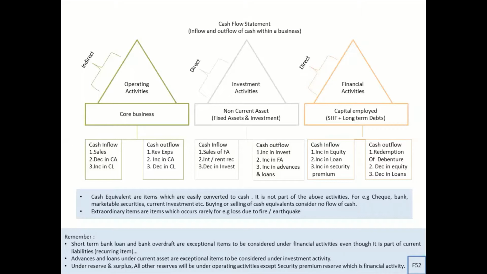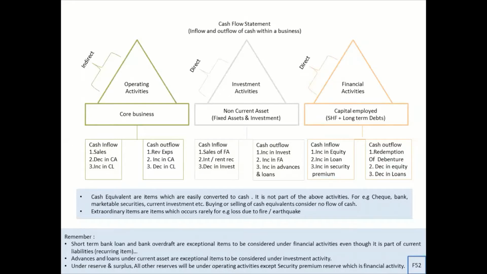Talking about investment activity, in one word I will define it as non-current asset. In the balance sheet, the asset side is divided into two, non-current as well as current asset. So the word non-current asset is your investment activity. This is where the company puts money in, that is fixed asset and investment.